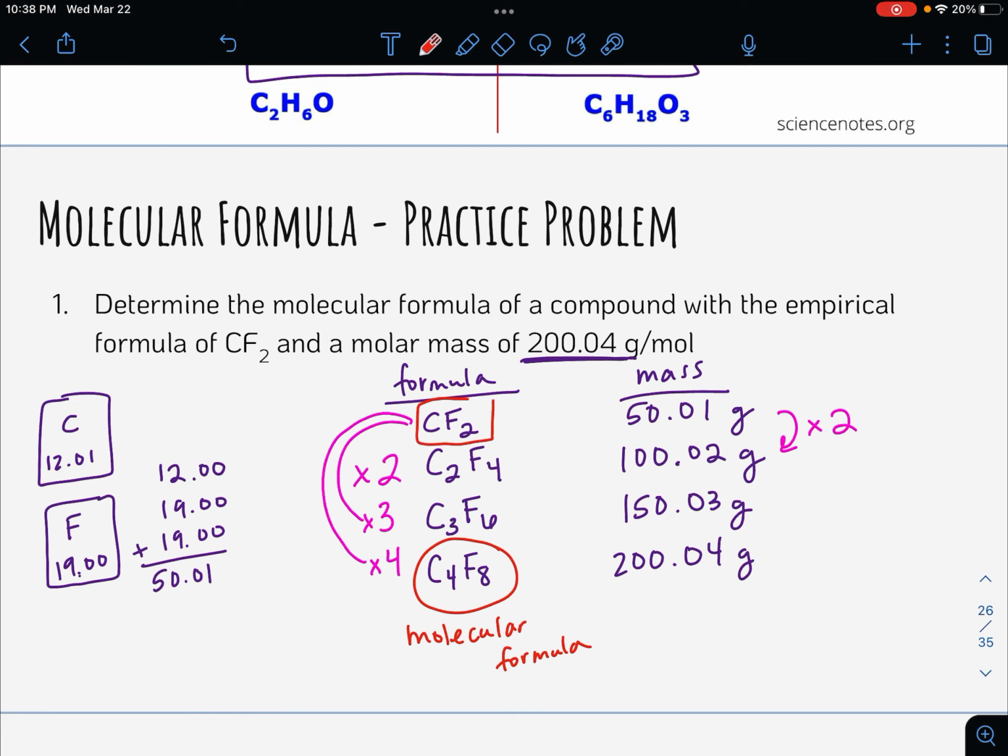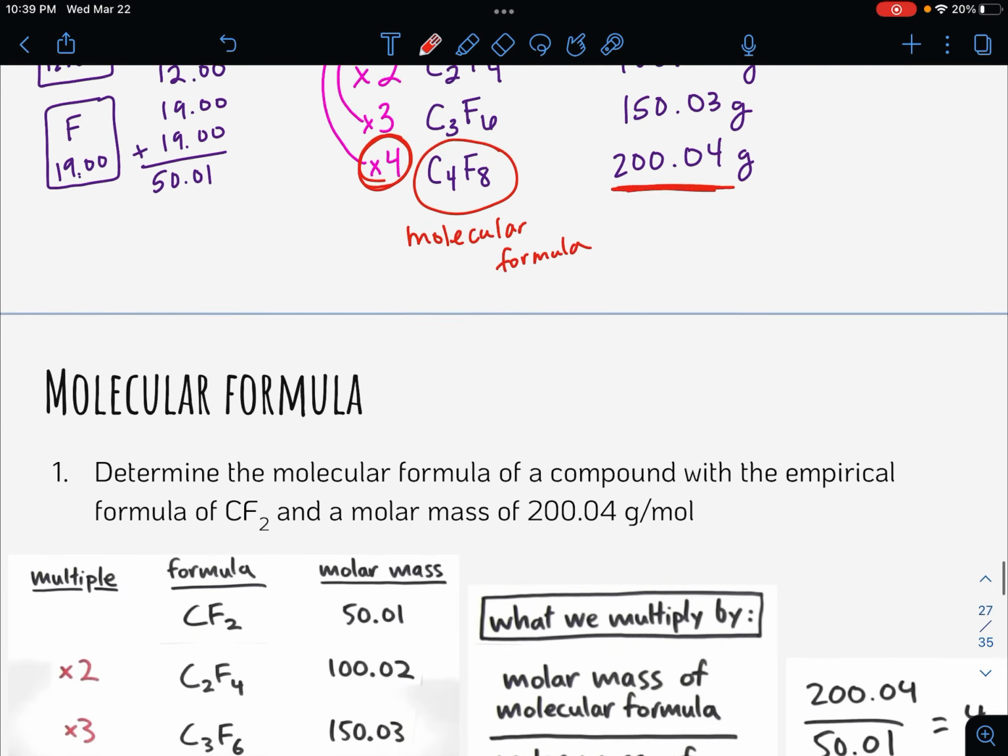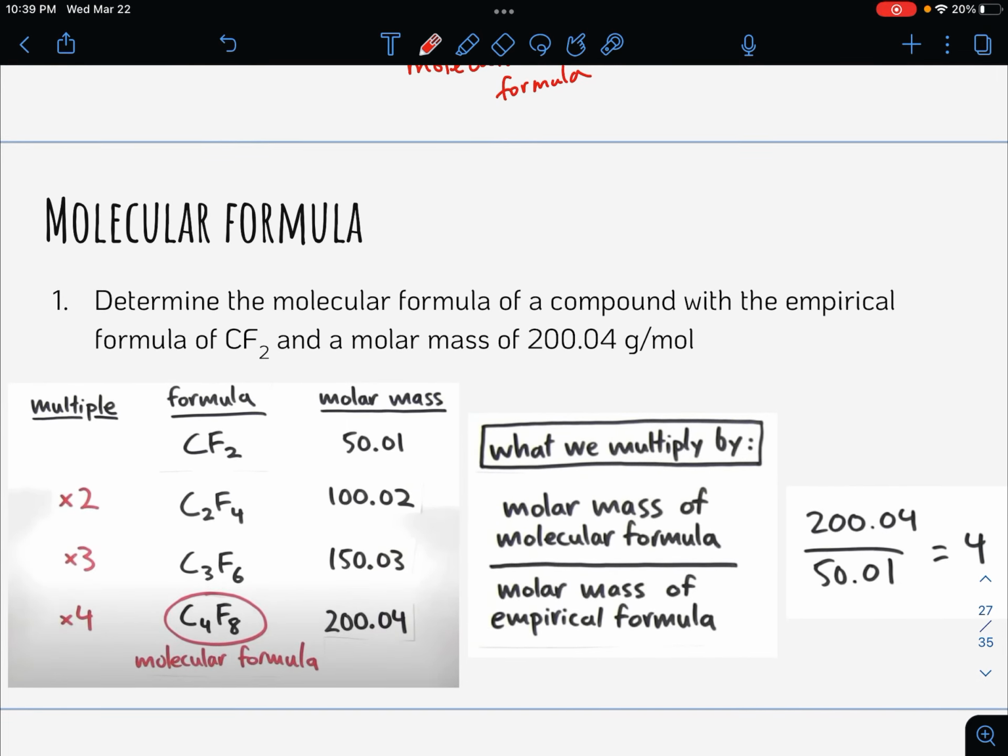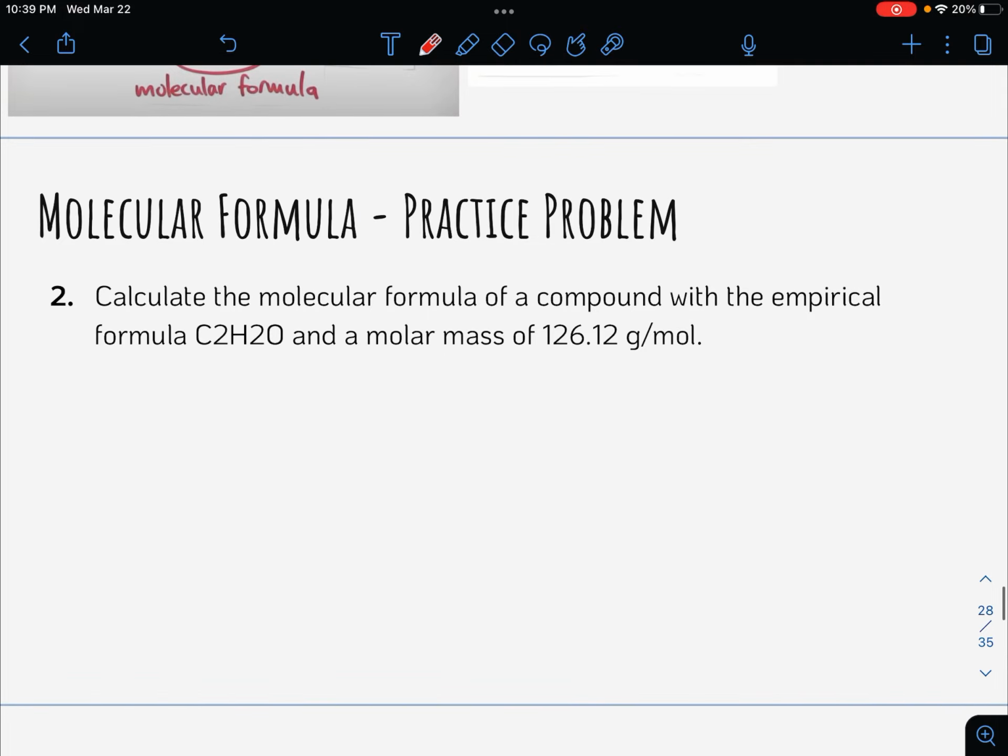So this right here is my molecular formula because it has the empirical formula that I'm looking for, and it has the correct molar mass. This is essentially the thought process we're doing. We're saying, how many times do I need to multiply my empirical formula to get the correct mass? There's a much shorter way that we can do that, so let's look at that now.